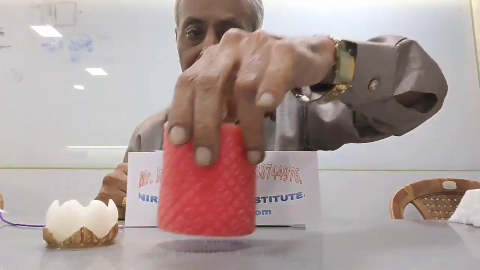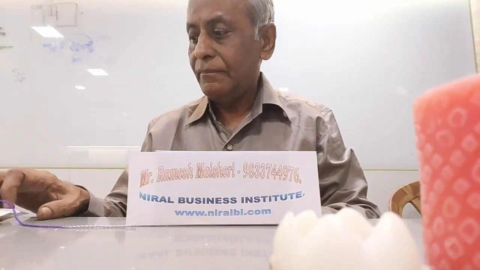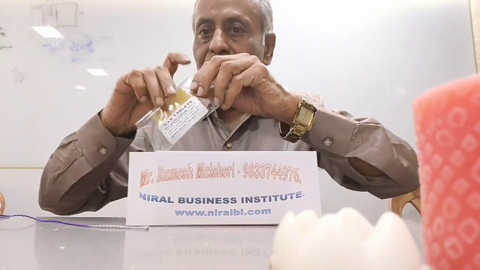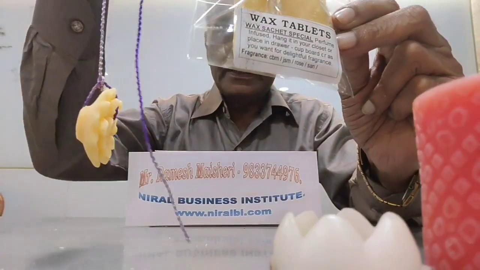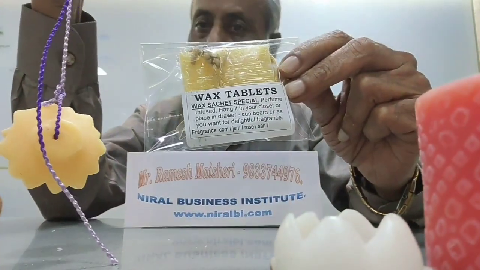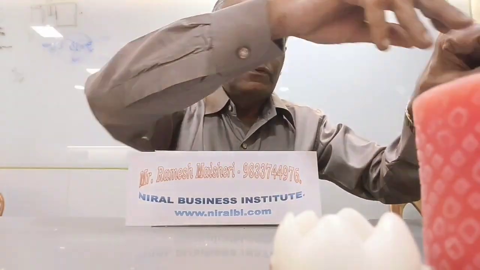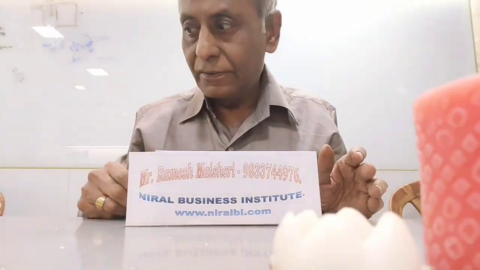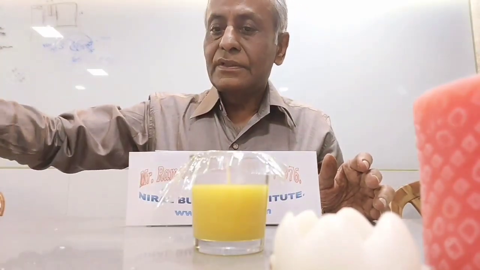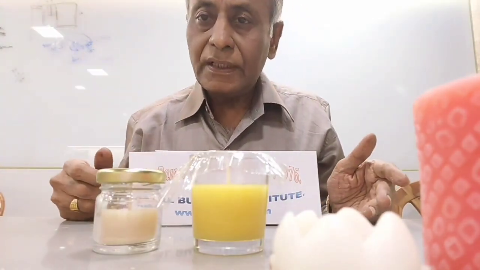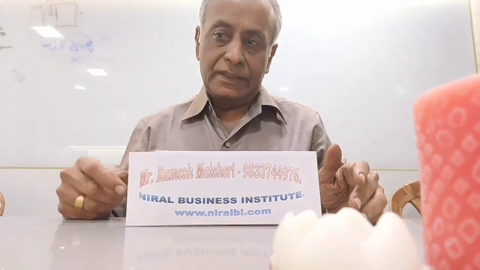Now with beeswax one can make wax tablets, which are a running item nowadays. This is wax tablets. We can hang it in our cupboard or anywhere with fragrance. So here we use beeswax. Now with beeswax we can make container candle, jar candle. These are also made with some combination we can use with that.